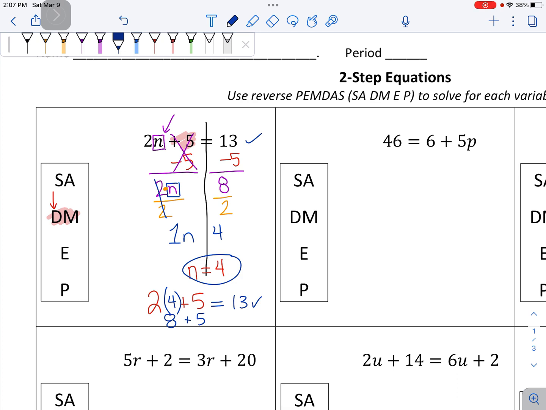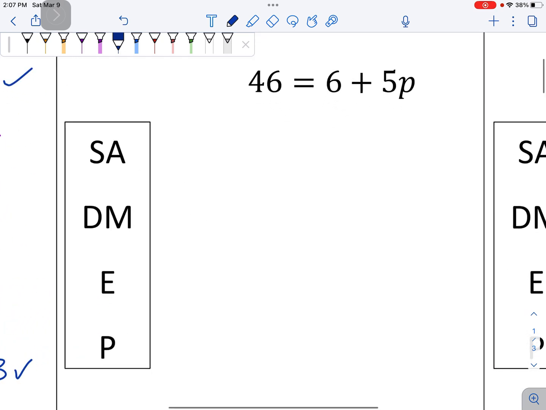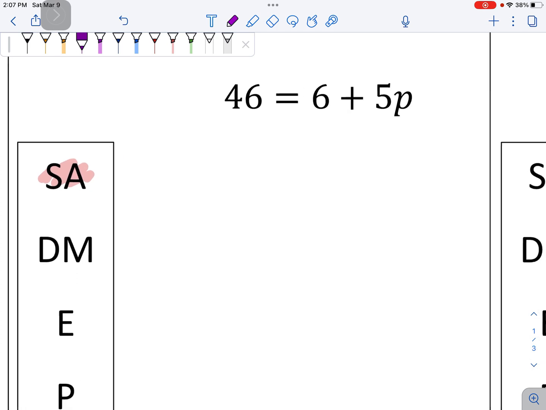Let's do one more, right? And then you can try them on your own. All right, the first thing we're looking for is subtraction and addition. But actually, very first, we have to find the variable. Put a box around it so you don't lose it. There it is. Our answer is probably going to say equals p. It could say p equals, but it's probably going to say equals p.